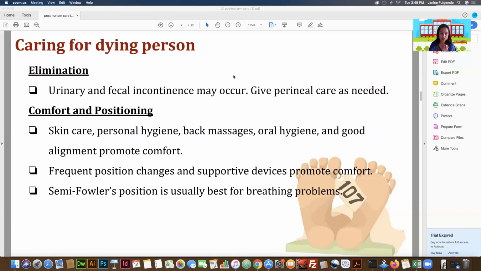Then elimination: usually they are urinary and fecal incontinent, so we always give them perineal care. Then comfort and positioning: we need to do skin care and personal hygiene. We can do back massage, oral hygiene, and good alignment to promote comfort. We position them and place supportive devices for comfort, and always place them in semi-Fowler's position if they have difficulty breathing.